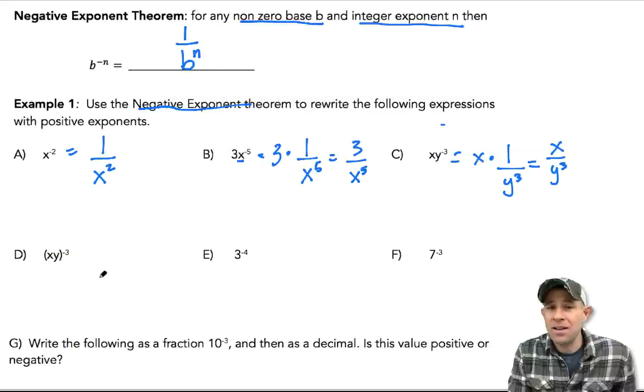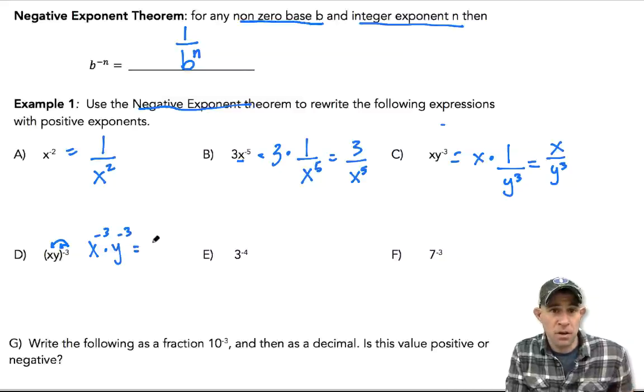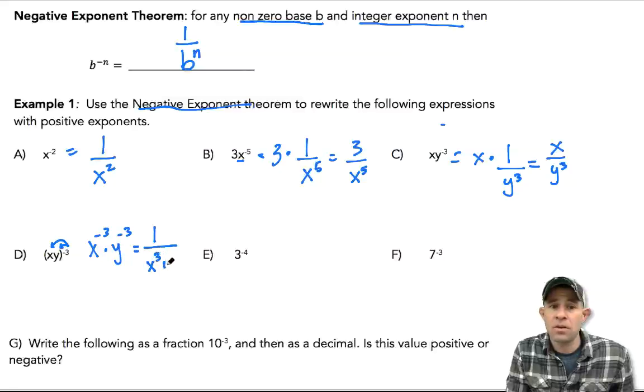All right, our next example, D, now is different from the previous two. This negative 3 needs to go to both of these bases. In other words, it's going to be x to the negative 3 times y to the negative 3. So both bases now are going to take the reciprocal of and raise those to the positive powers. So this becomes y over x cubed times y cubed.